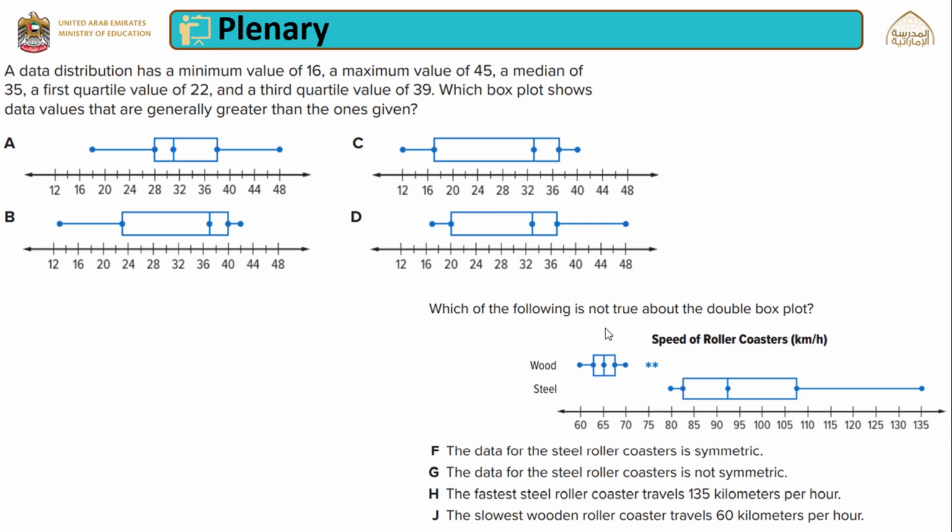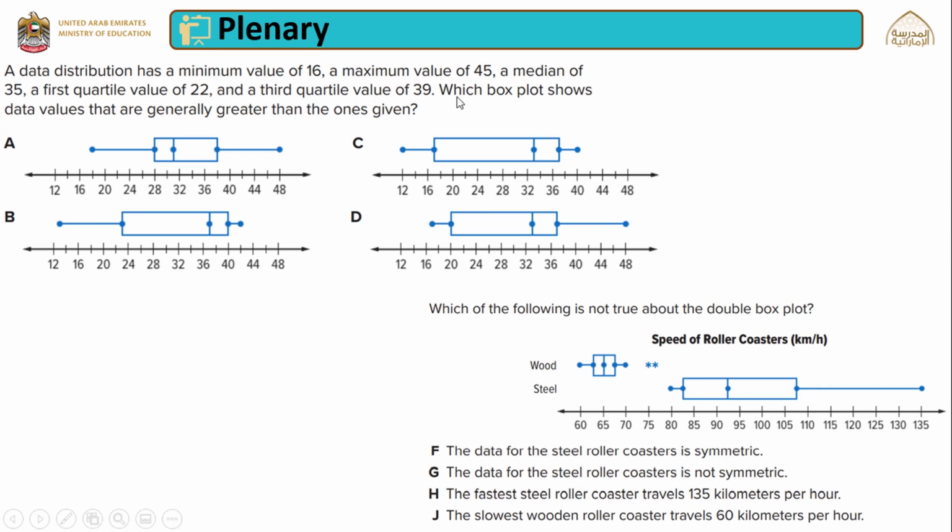Plenary. A data distribution has a minimum value of 16, a maximum value of 45, a median of 35, a first quartile of 22, and a third quartile value of 39. Which box plot shows data values that are generally greater than the ones given?